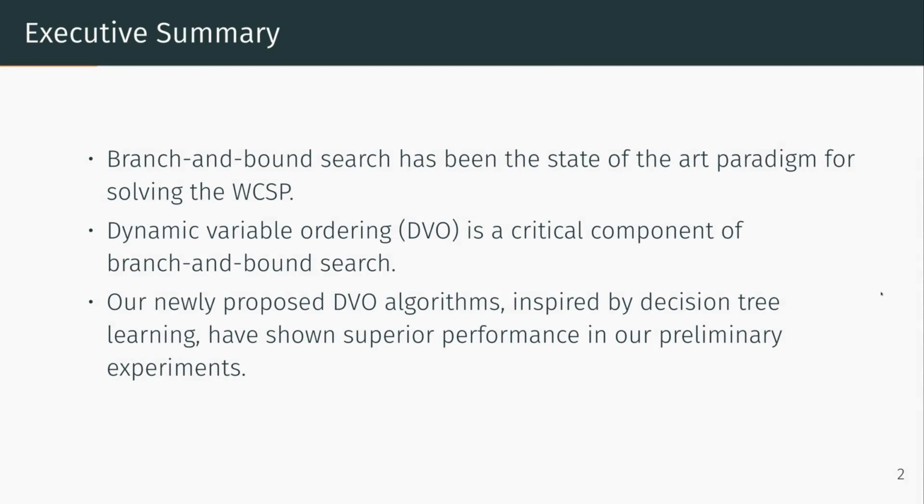Branch and bound search has been the state-of-the-art paradigm for solving the WCSP, and the DVO, dynamic variable ordering, is a critical component of the branch and bound search. Our newly proposed DVO algorithms, which are inspired by decision tree learning, have shown superior performance in our preliminary experiments.